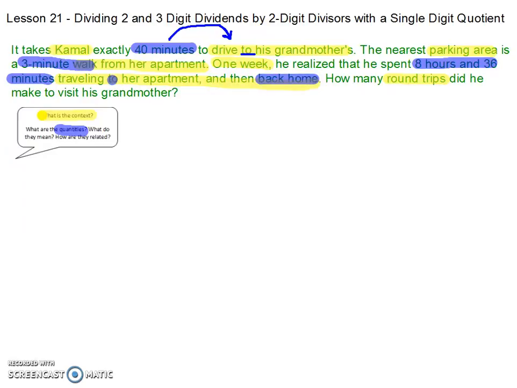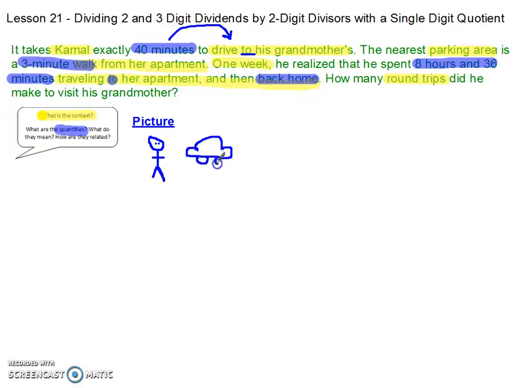So what we want to take a look at now, maybe through pictures, is what does all that really mean, and how are those quantities related? Meaning, how do they go together in the context of this story problem? So let's draw a picture to represent that. We have Kamal. I'm just going to draw a stick figure to represent Kamal. And we know that he is traveling in a car.